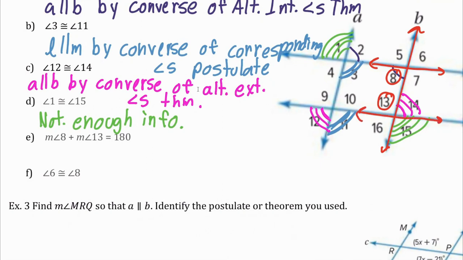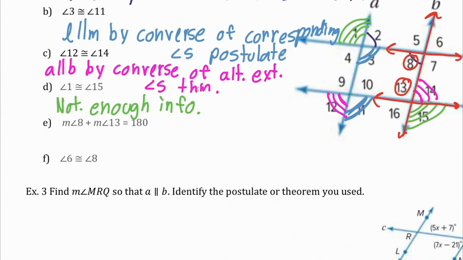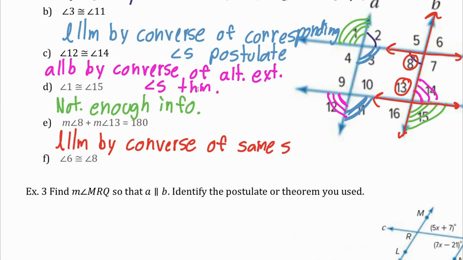Okay? So we have this, and so they are on the same side of that transversal, and they're in between the two lines. So we can say that these two lines, L and M, are parallel. L is parallel to M. And again, that's by a converse. Anytime we're proving parallel, that's by a converse. And that's going to be the converse of the same side interior angles theorem.